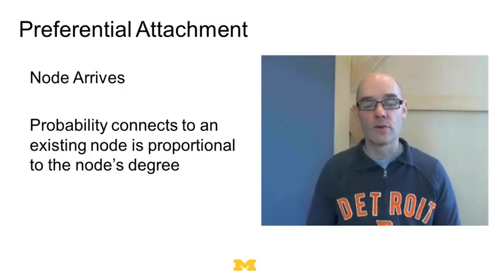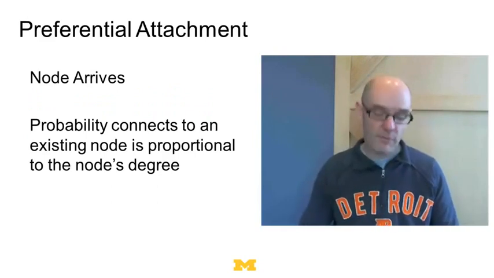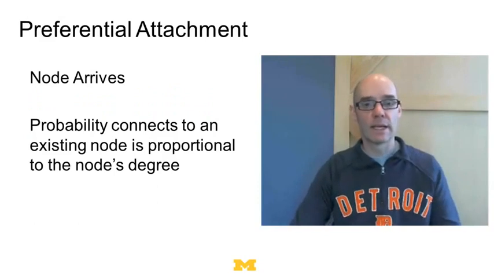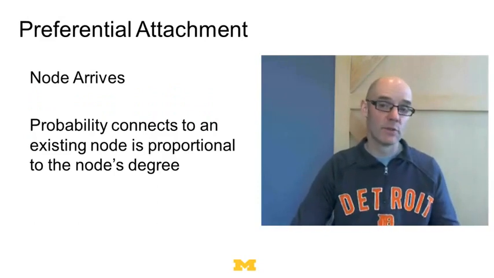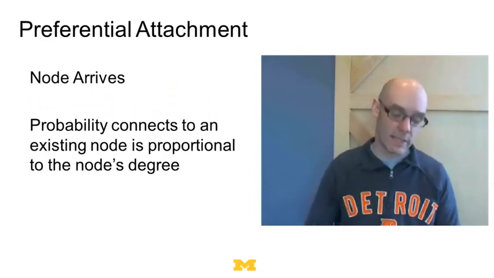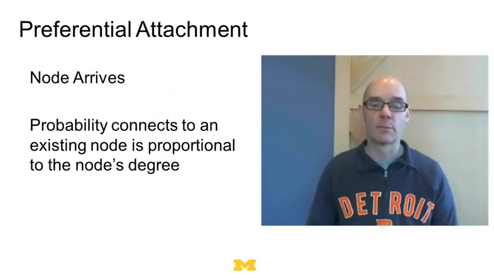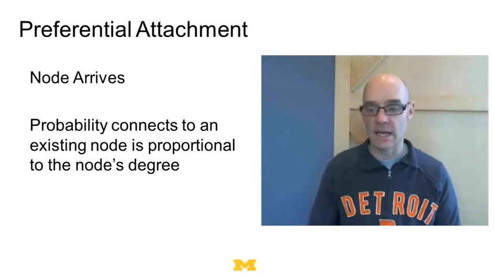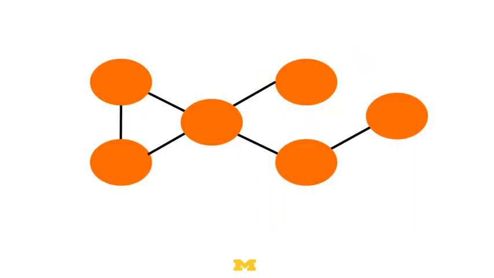Now let's go to our third way that nodes can connect to other nodes, and this is called preferential attachment. In preferential attachment, nodes arrive on the scene, and then they've got to decide, who do I connect to? So think of yourself moving into a new city, or think of you creating a web page. So your web page is your node. Now you've got to decide, what other web pages do I connect to? We're going to assume that the probability you connect to an existing node is proportional to the number of connections it already has. So here's an example.